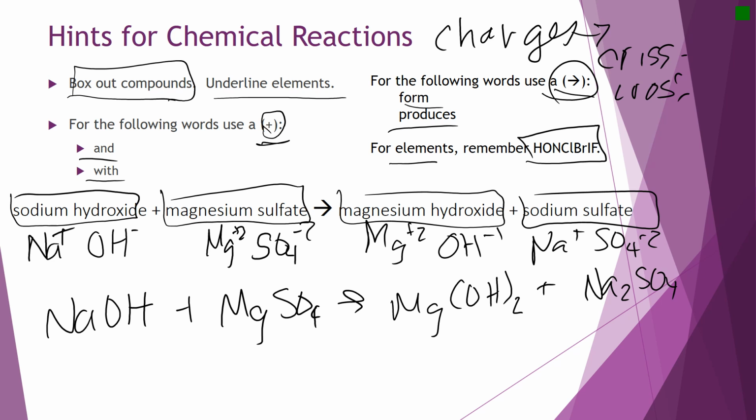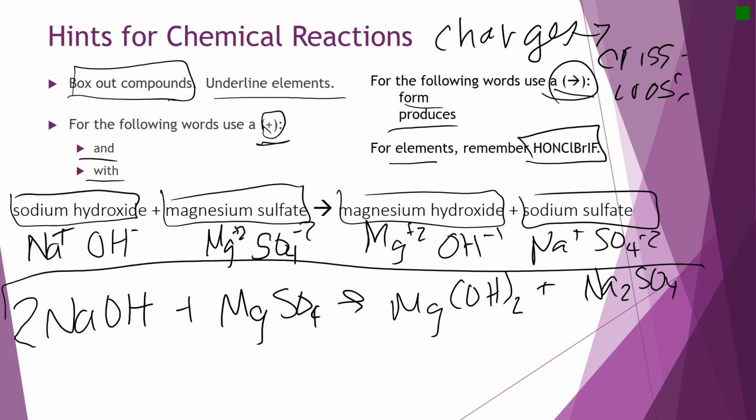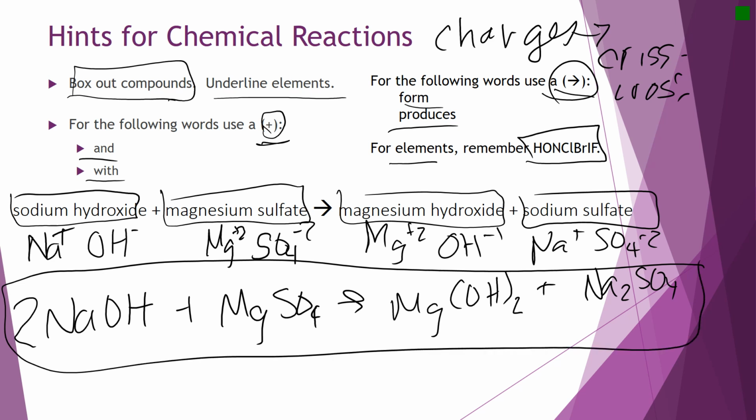Balancing, you might be able to do this in your head right now. I've got 2 OHs on my product side. I have 1 on my left, so I'm going to put a 2 as my coefficient here. I now have 2 Na on the left and 2 Na on the right. I have 1 Mg on the left and 1 Mg on the right, and I have 1 SO4 on the left and 1 SO4 on the right. So this is my final balanced reaction.